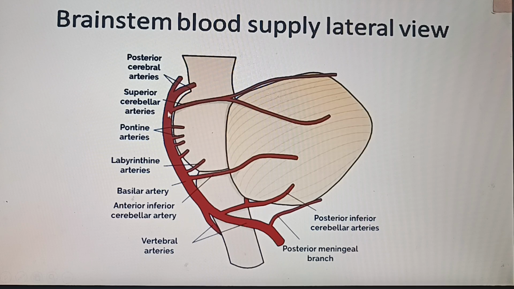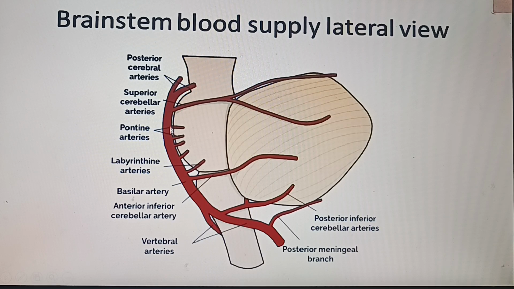You can see a direct branch from the basilar artery to the superior part of the cerebellum like this. So as basilar artery is superior, the superior branch that goes directly to the cerebellum is the superior cerebellar branch. Now let us look at the inferior branches to the cerebellum. There are two inferior branches of cerebellum.